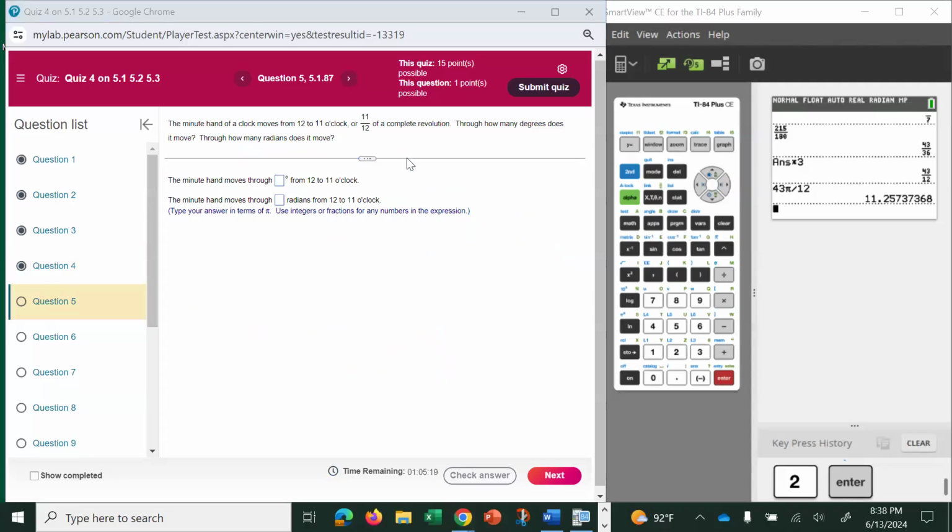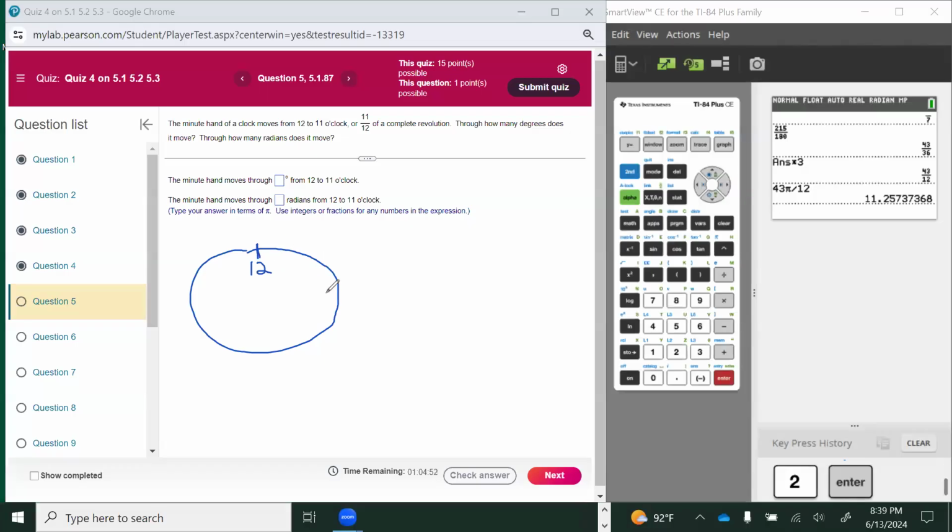Okay, the minute hand of a clock moves from, it says 12 to 11 o'clock, or 11/12ths of a complete revolution. How many degrees does it move through, or through how many radians does it move? Okay, to do this, you have to think about if it goes from 12 to 11 o'clock, right? It starts here. It needs to go to 11 o'clock, right?